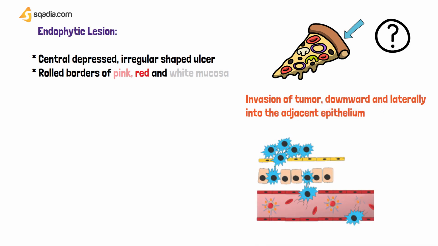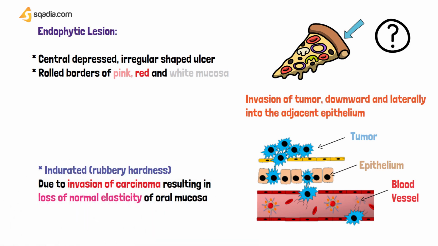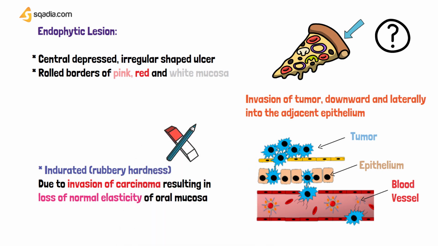Now, this picture helps us to understand how the tumor invades. As we can see, this is the tumor and this is the epithelial cells. The tumor eventually erodes the epithelium and enters the blood vessel. Now, it may also be indurated or rubbery hard. This is also because the carcinoma has invaded and the oral mucosa loses its normal elasticity.